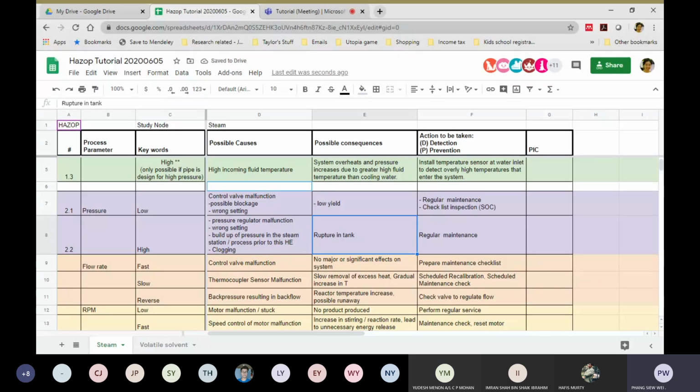So what are the possible consequences? Rupture in tank. Besides that, explosion, maybe? Explosion, okay, potentially. That's the same category, yeah, I guess. Okay. Anything else?